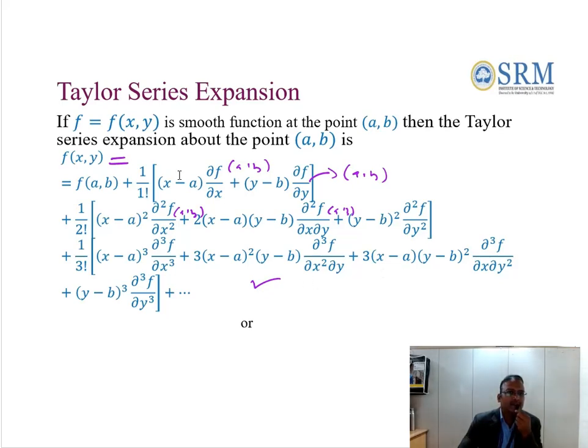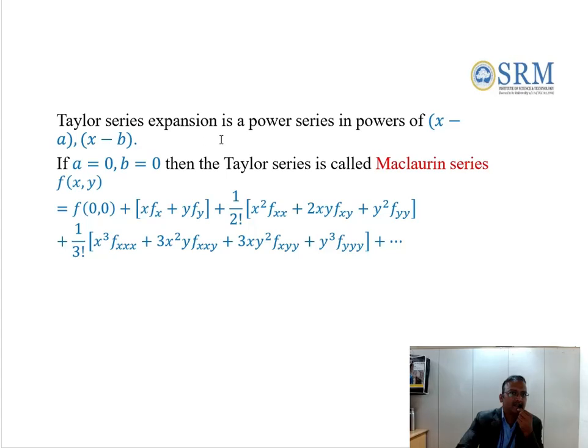So look at this, it is a power series expansion in the terms x minus a and y minus b. Therefore, sometimes we can also say that it is a power series expansion in x minus a and y minus b. That's the note. The Taylor series expansion is a power series in x minus a and y minus b.